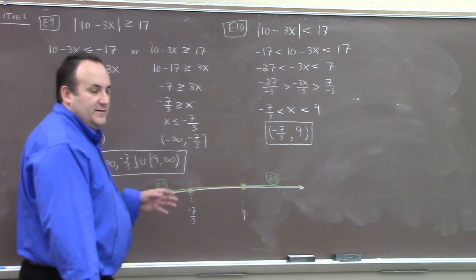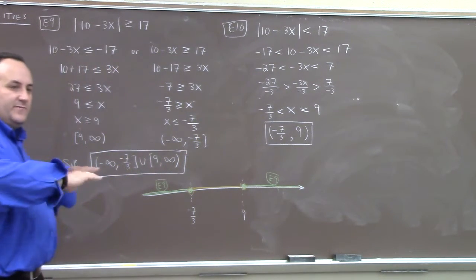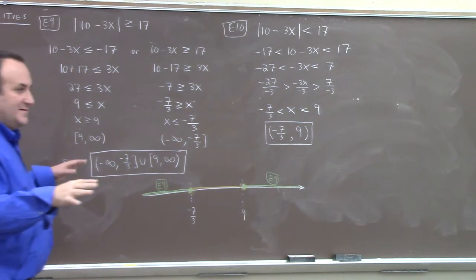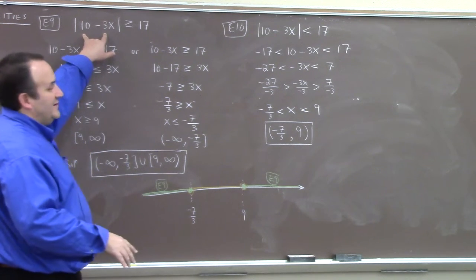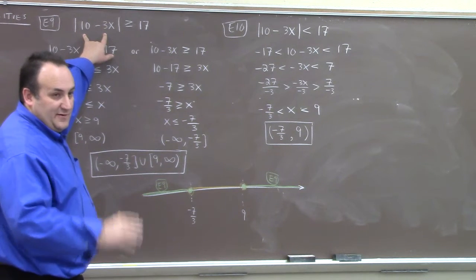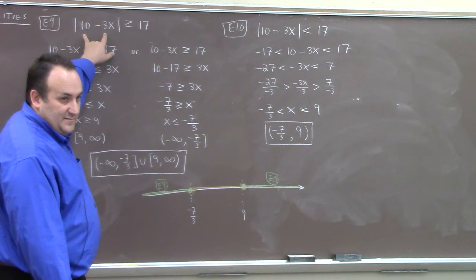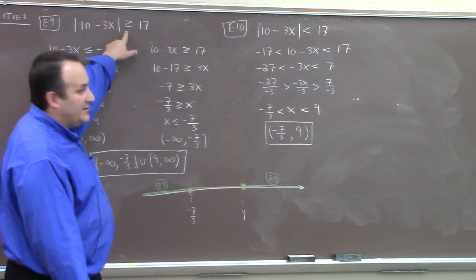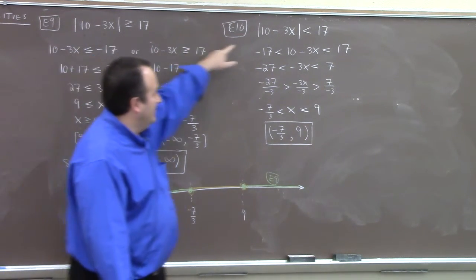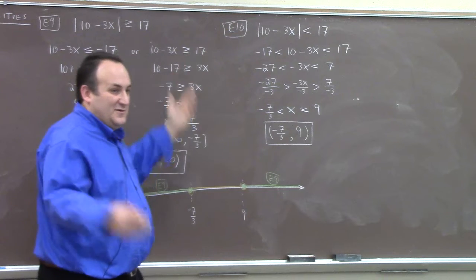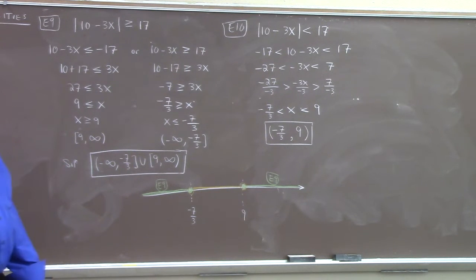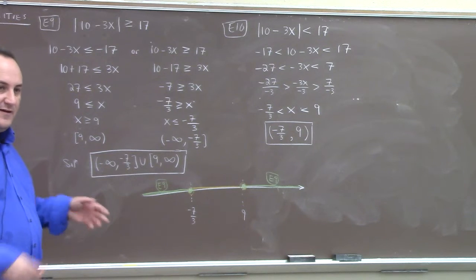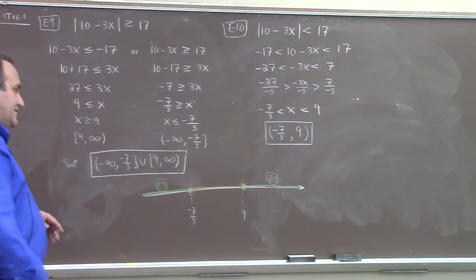But look at it. You put those answers together, it's everything, right? Which makes total sense, because if you think about it, either 10 minus 3x is less than or equal to 17, or, excuse me, it's greater than or equal to 17, or it's less than 17. Those possibilities are inescapable for any x. It's either one case or the other, which is why we cover all real numbers with the answers to both of these problems.